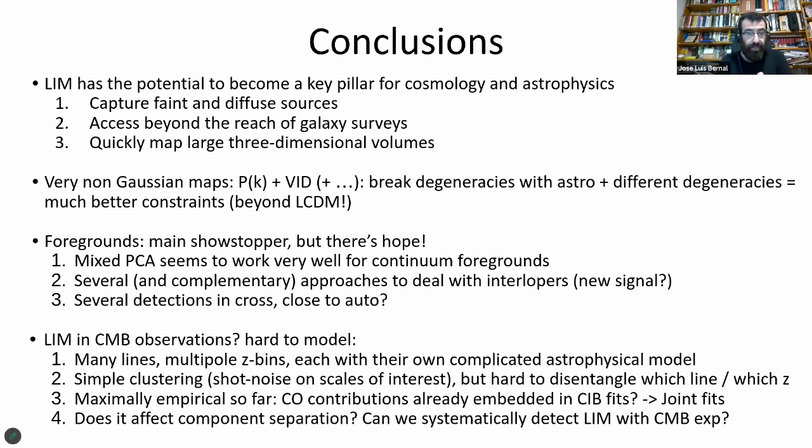or even quickly map large three-dimensional volumes. However, the analyses with astrophysics, and line intensity maps are very, very non-Gaussian, so I always advocate to go beyond the power spectrum, and some of my work has shown that combining the power spectrum and the bispectrum makes it possible to break these degeneracies and also probe some of the non-Gaussianity in the maps, and therefore improve quite a lot the constraints, especially for beyond lambda cold dark matter. Foregrounds are going to be the main showstopper, so we need to work quite a lot on them. It seems that mixed PCA and homogenizing the footprint and the map work very well with continuum foregrounds, especially for galactic foregrounds.